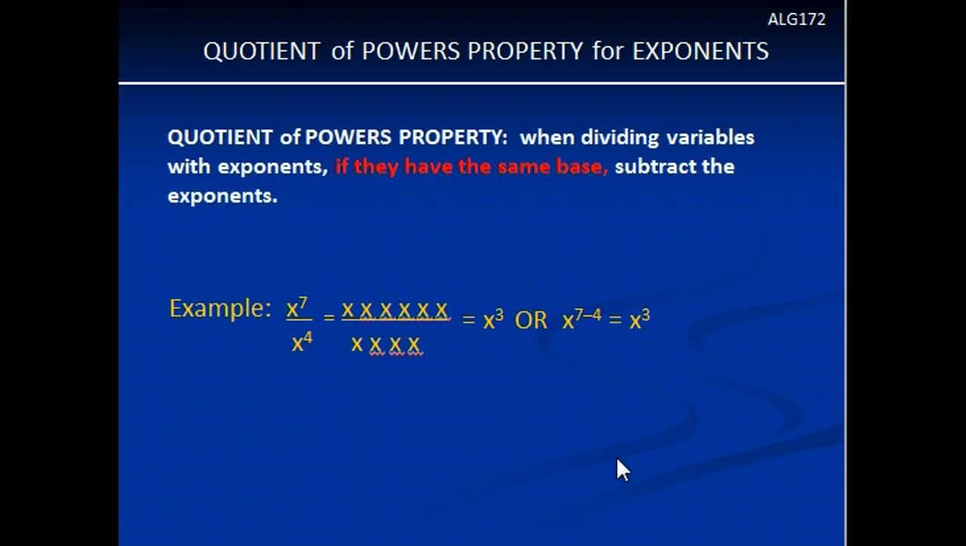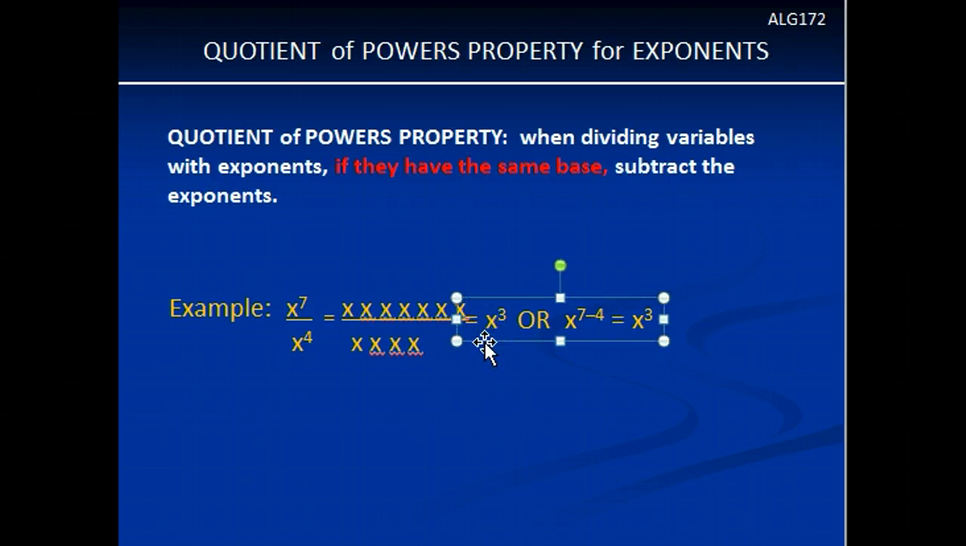That simply says when dividing variables with exponents, if they have the same base, you can subtract the exponents. And here's what it looks like. If we show it kind of the long way, how it works, if we have x to the 7th over x to the 4th, that means we have 7 x's right here. 1, 2, 3, 4, 5, 6. How about if I add another one?